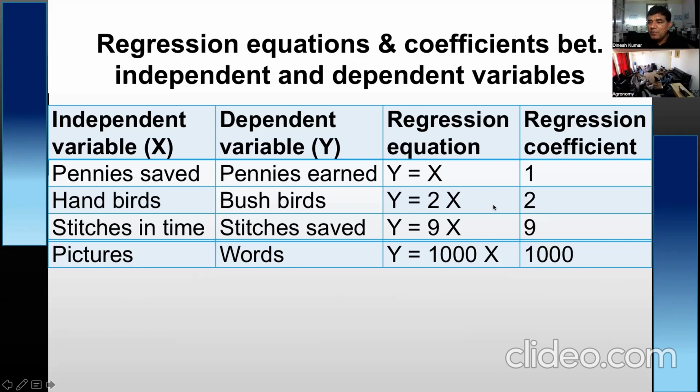It means y is 2 times of x. Similarly, in the next case, y is 9 times x. So this is 1, 2, 9. And finally, y is equal to 1000x. So this is 1000 times x. You can see these are the regression coefficients. Hope you understood the meaning of regression coefficients. They are important. If you have the equation y is equal to a plus bx, in this equation, b is actually the regression coefficient.